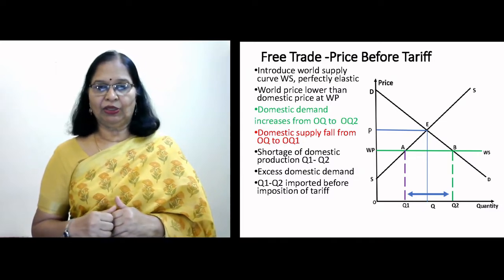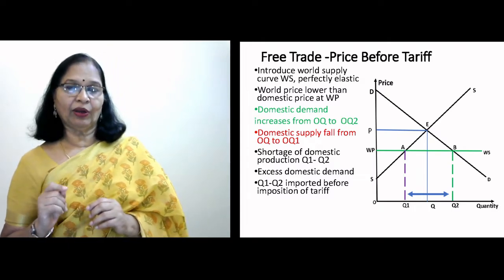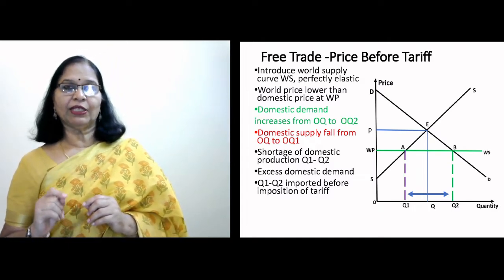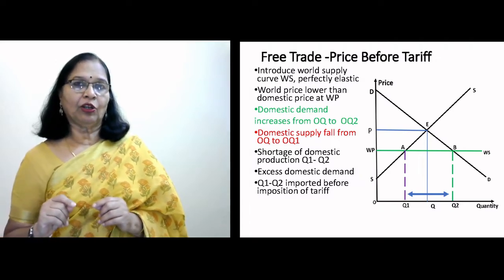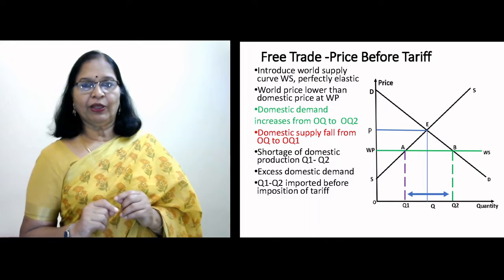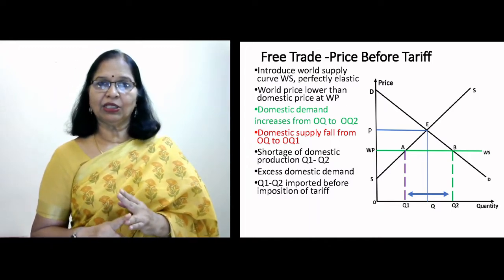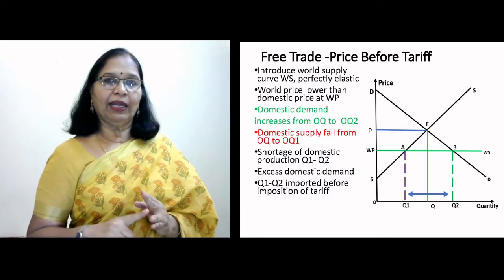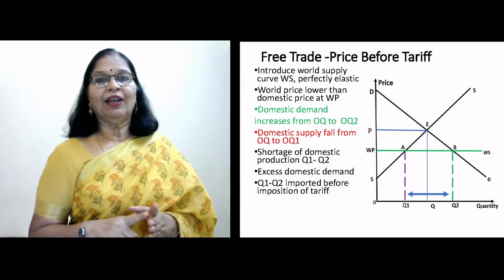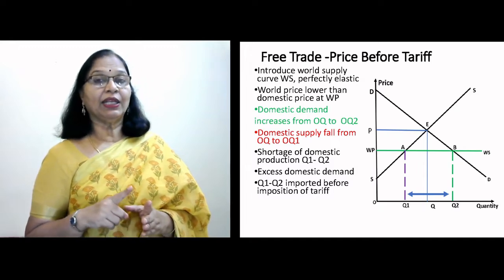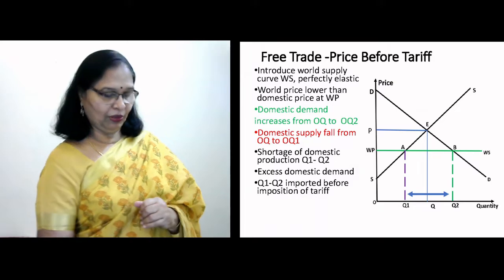So this diagram is for the domestic economy, which has allowed free trade to happen but has not yet imposed a tariff. The first stage is the domestic economy, the second stage is where we have opened up the economy under free trade but without tariff. In the third stage we will see the same economy when a tariff is introduced, and what will happen to the consumers and to the producers.